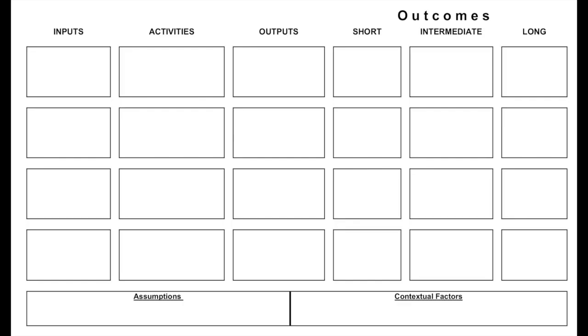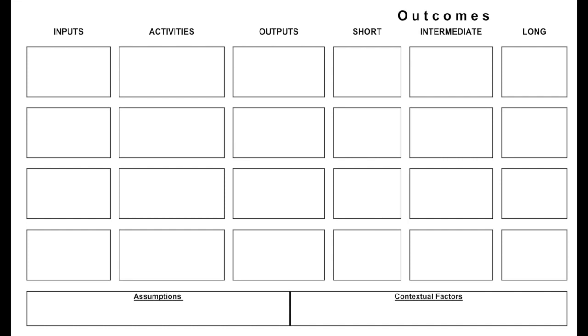A logic model is a tool for planning, describing, managing, communicating, and evaluating a program, a policy, an initiative, an intervention, or a business plan. It is a tool to assess the relationships between the program's resources, activities, and its intended consequences. Here's an example of a typical logic model framework.